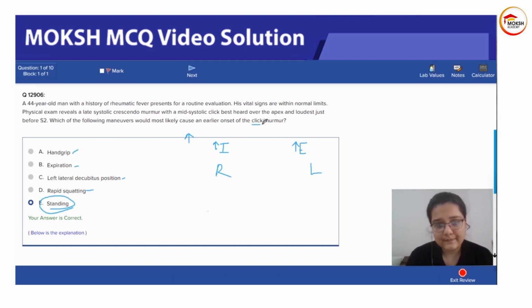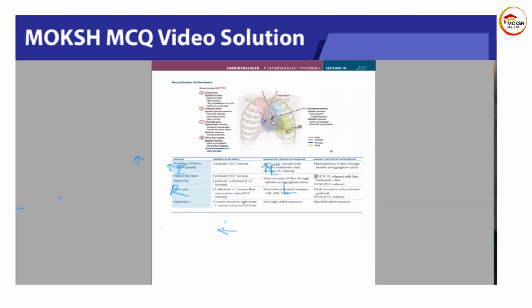Now, how do you determine with the click? In MVP, as the LV volume increases, the mid systolic click delays. Which means in your standing position, when the LV volume is decreasing, there is an earlier mid systolic click. Okay, just to know, when the blood is less, there will be an earlier click. When the blood is more, there will be a later click.